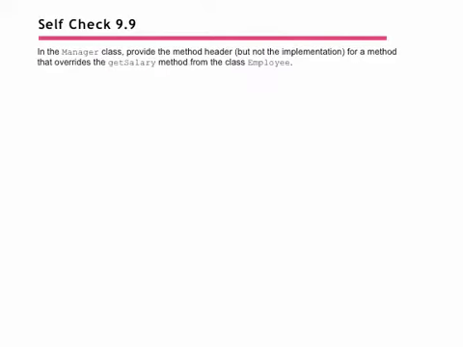In the Manager class, provide the method header, but not the implementation, so that means you don't have to write the method body, for a method that overrides the getSalary method from class Employee. You can hit rewind a little bit, take a look at the getSalary method in class Employee, look at what it's returning and what it's receiving as a parameter. It's an accessor method, and write the method header that would override that inside the Manager class.